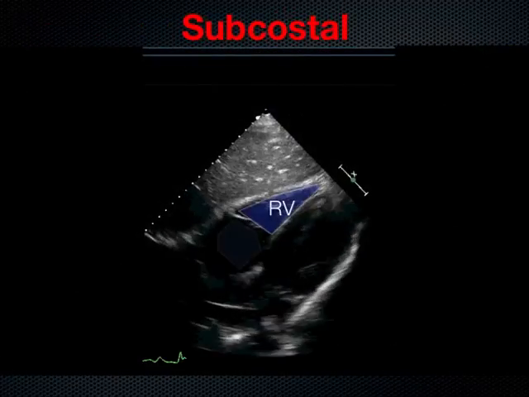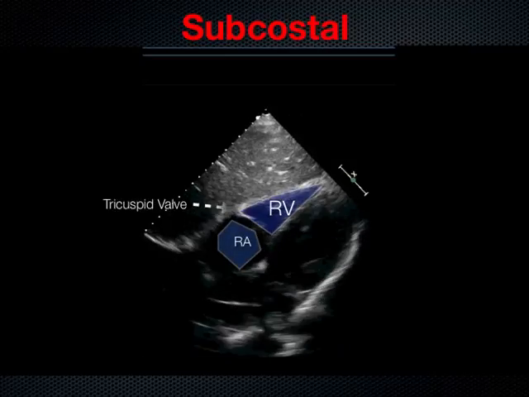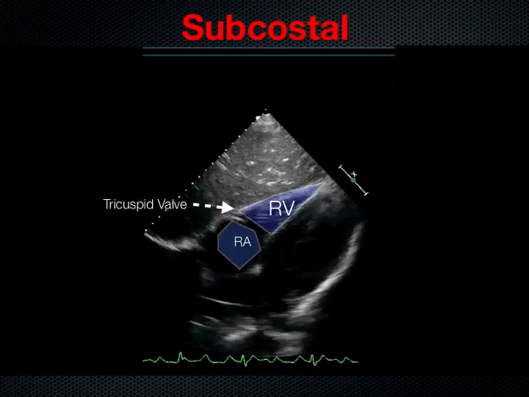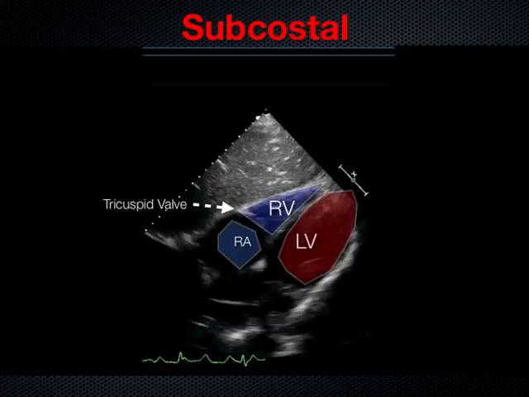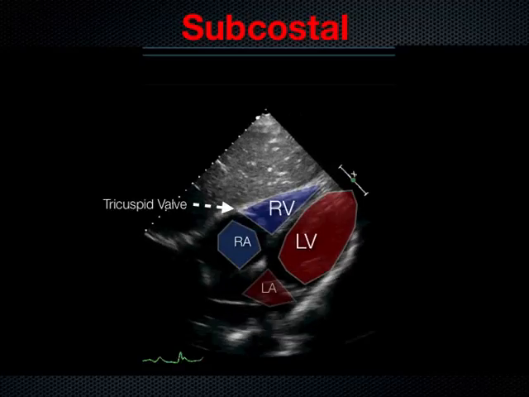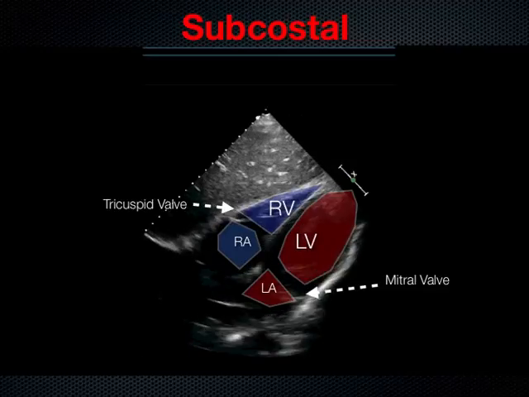Again, the right ventricle is seen anteriorly with the right atrium. The blood flows through the tricuspid valve when it goes from the right atrium to the right ventricle. And then we're looking posteriorly as well at the left ventricle and the left atrium. Four-chambered subcostal view, blood going through the mitral valve.